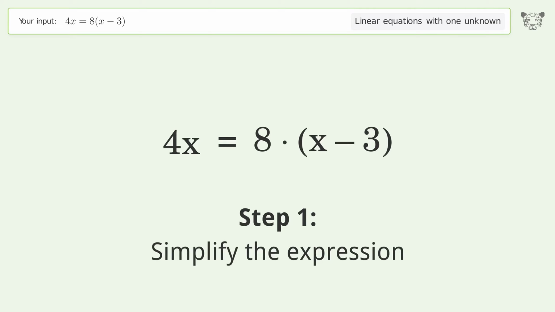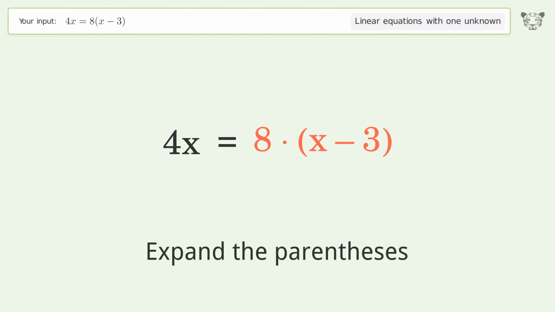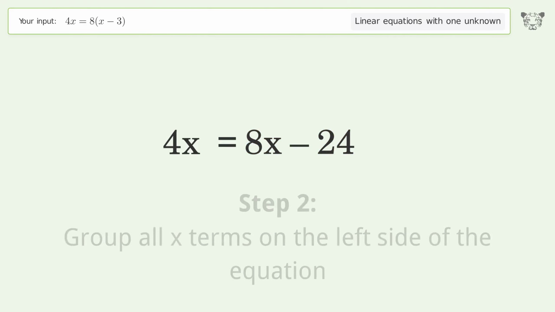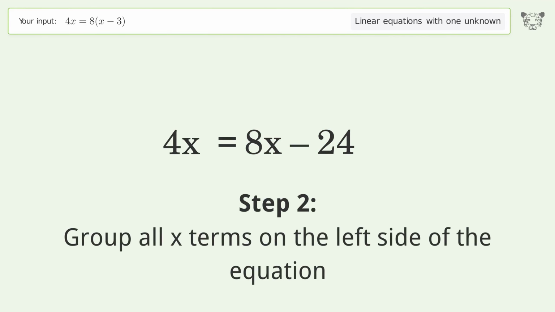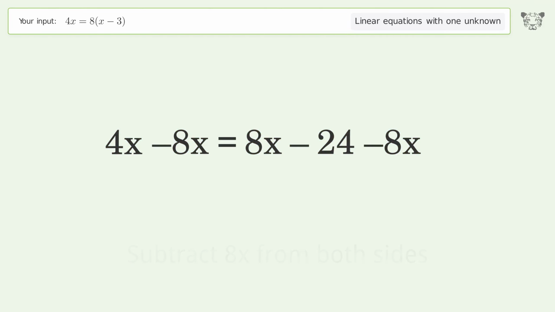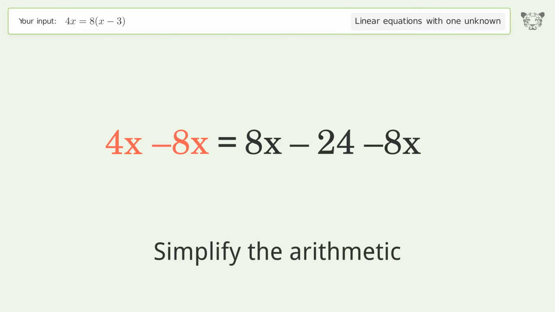Simplify the expression. Expand the parentheses. Simplify the arithmetic. Group all x terms on the left side of the equation. Subtract 8x from both sides. Simplify the arithmetic.